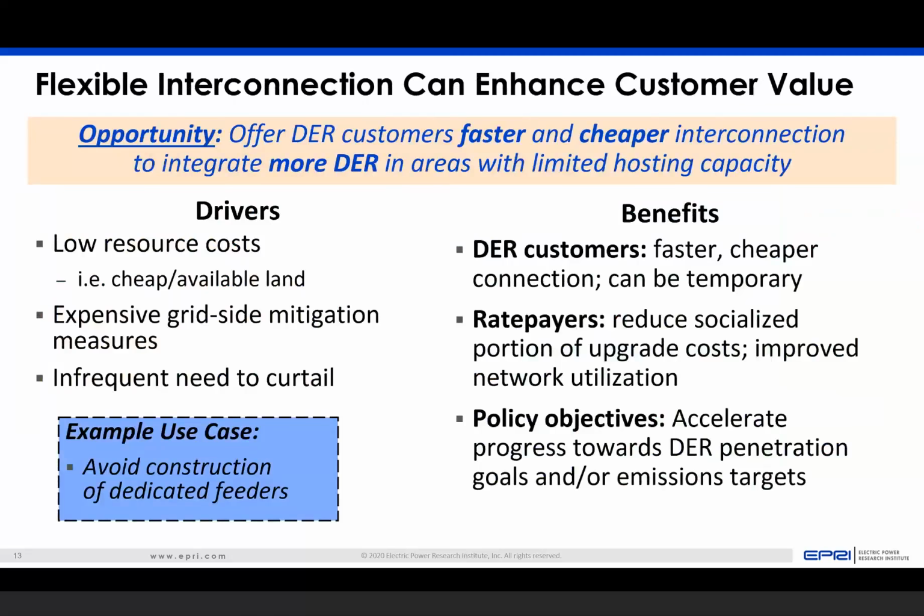So beyond economic opportunity, flexible interconnection can really enhance customer value. They can offer DER customers faster and cheaper interconnection, and you can integrate more in areas with limited hosting capacity. Some of the major drivers that we've seen are low resource costs, so areas where there's cheap and available land for solar, and those that have particularly expensive grid-side mitigation measures and infrequent need to curtail are major drivers for successful projects.